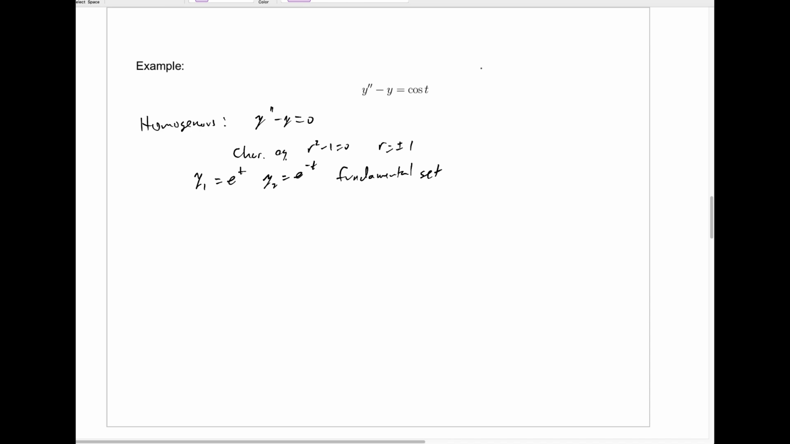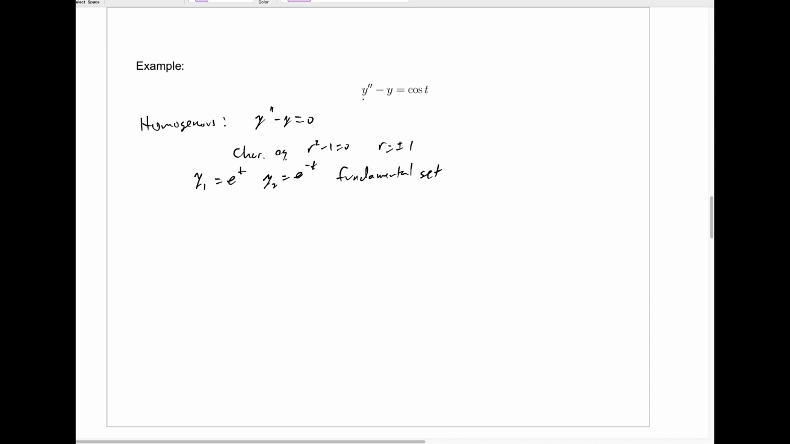Now, what should we guess for a solution to this non-homogeneous equation? Well, here we have cosine t. If we guess y is a constant times cosine t, this will be a constant times cosine t. In general, if we had a y prime term, and that's why this isn't really that great an example, but I already have it here, so let's play with it. In general, if you have y prime, that would be a constant times sine t, and then y double prime would get us back to cosine t.